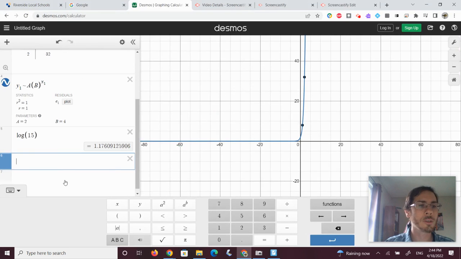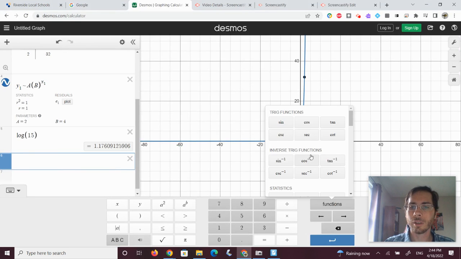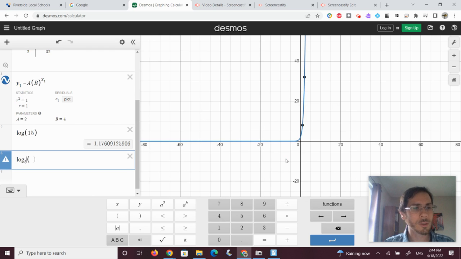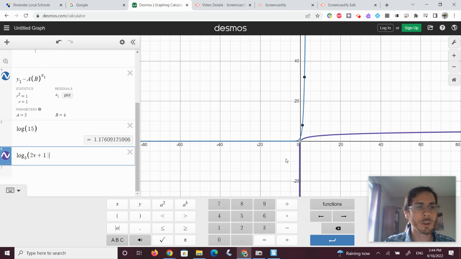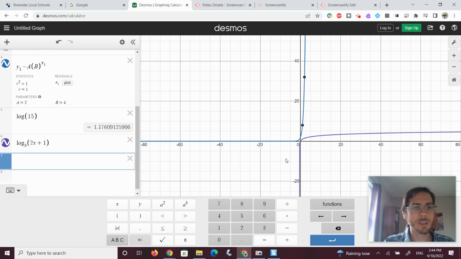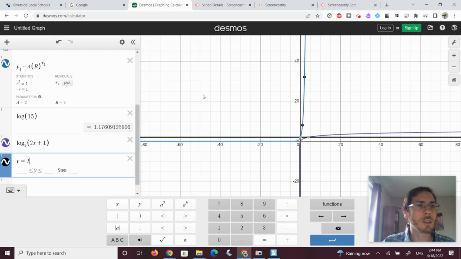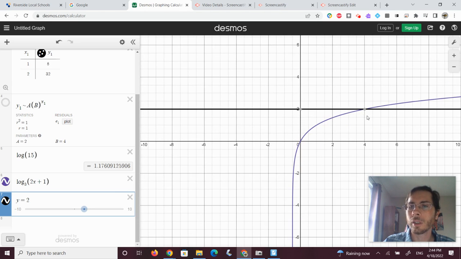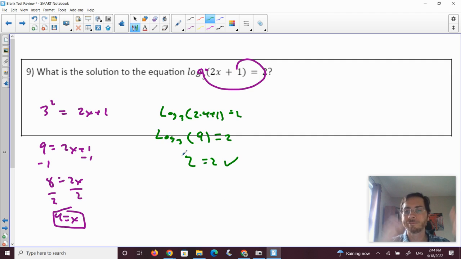So we want log base 3. This is in the calculus section for some reason, but that's where it's at. Log base 3, 2x plus 1. And we want that to equal 2. So y equals 2. Let's turn this off so we don't get confused. And let's go home. And we get 4 as our answer. So yeah, the graph matches up also. So the graph tells us x is 4 is the answer. We're all good. So everything looks pretty good there.